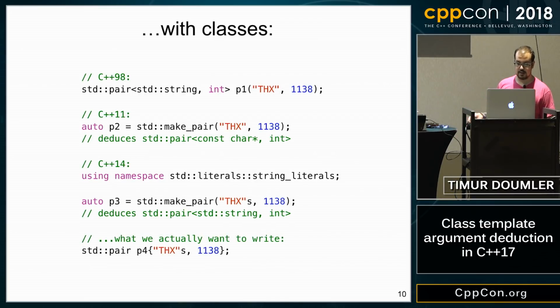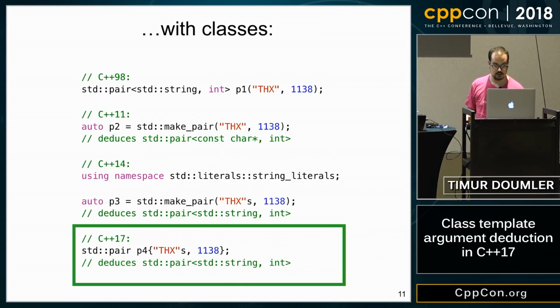But what we really want to write is this, right? And the good news is in C++17 we can do just that. This works, and if you use the little s to say string, it's going to deduce a pair of string and int. So that's nice code, and that now compiles and does what you expect. So that's kind of the good news.